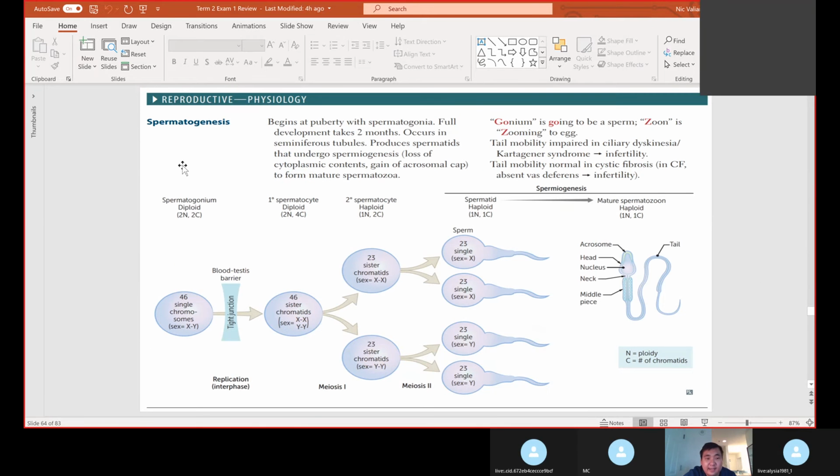What's high yield here? The high yield here is to know you're going from 46 single chromosomes, a diploid, to a haploid. Okay? That's it. Know also Kartagener syndrome, which causes infertility, and also cystic fibrosis.